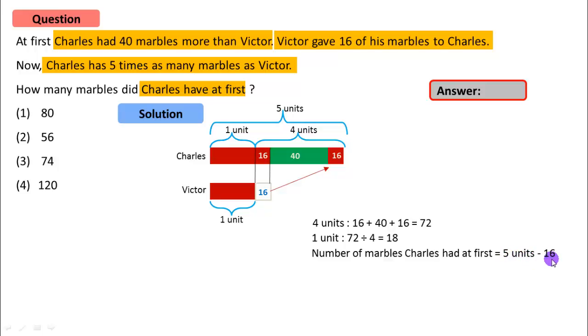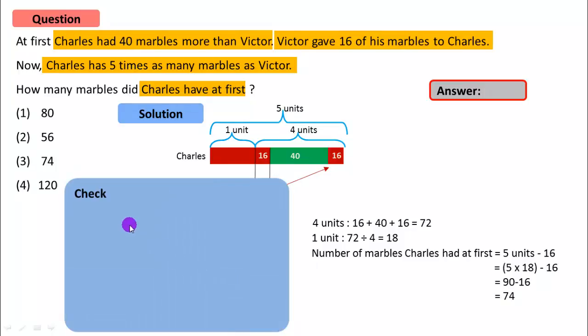But at first, he did not get the extra 16 marbles from Victor. So we have to subtract this 16 marbles from the 5 units. 5 units would be 5 times 18. 18 is the value of 1 unit. Then we subtract 16 to get 90 minus 16, which gives us 74. Now our answer is 74.